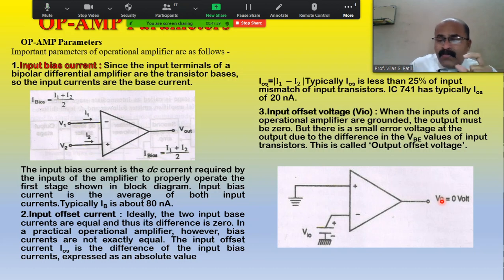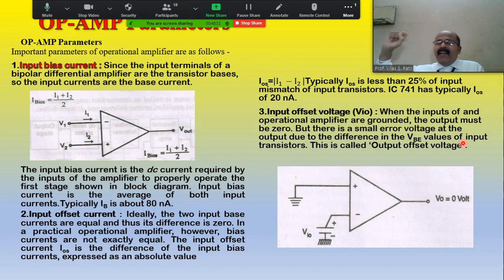As we know, if a common input is given to both the non-inverting and inverting inputs, the output should be zero. But it is theoretically zero; practically it is not. We get some output offset voltage. See here, there is a small error in the voltage at the output due to the difference in VBE voltages. That is why this arises. That is the difference between base to emitter voltages, and this difference in base to emitter voltage is observed in a differential amplifier.